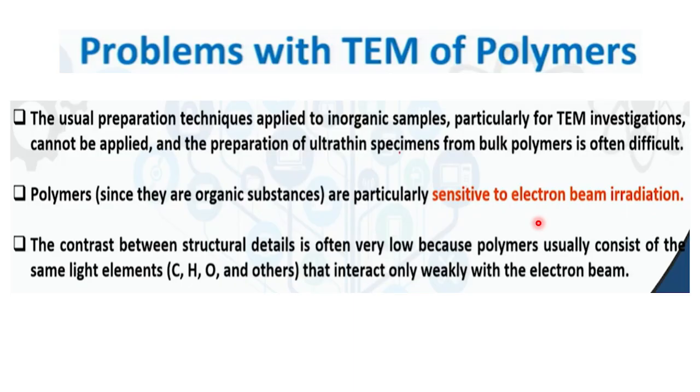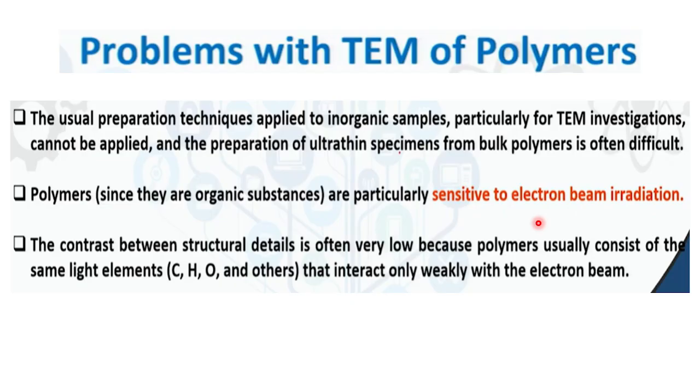Now what is the problem? The problem is that sample preparation is very important. The usual preparation technique applied to inorganic samples, particularly for TEM investigation, cannot be applied, and the preparation of an ultra thin specimen from bulk polymer is often difficult. Since it is transmitted electrons we are capturing, the thickness of your sample must be very low. If it is not, fewer transmitted electrons will be obtained, and of course that will create a problem in image formation. So first of all, the limitation is that you must have a very thin sample.